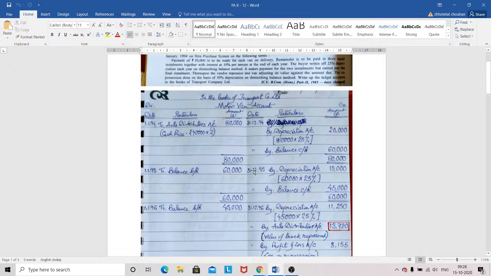ঠিক আছে, so on 31/12/1995 by depreciation we have mentioned that it is diminishing balance method. Okay, so 60,000 into 25%, it will be 15,000. So what is your balance CD? Balance CD becomes 45,000. That 45,000 has been transferred to the next year 1/1/96, 45,000. So আমি এখানে শর্টে মোটর ভ্যানটাকে একবারে কমপ্লিট করে দিলাম for the year 1995.